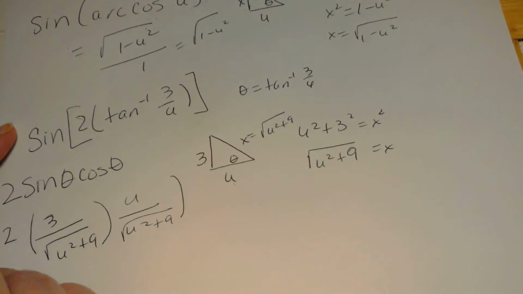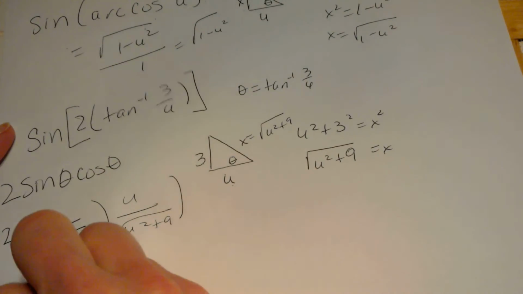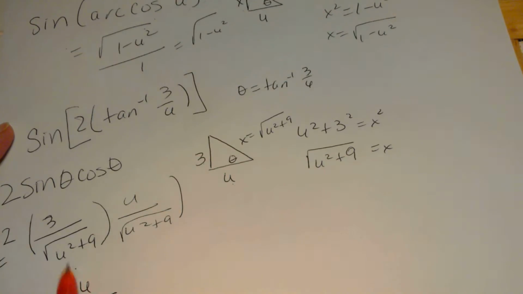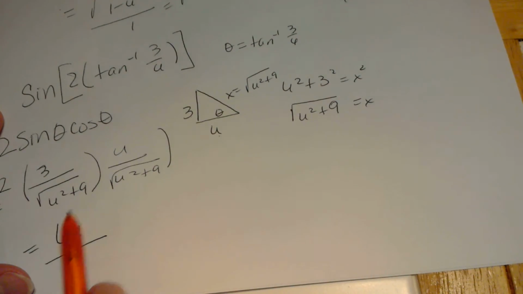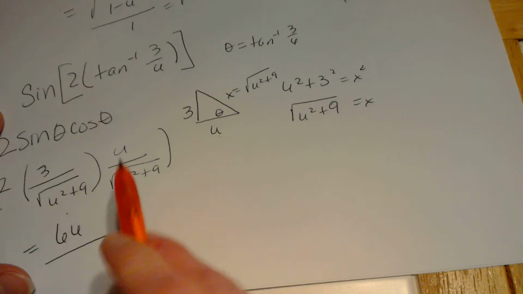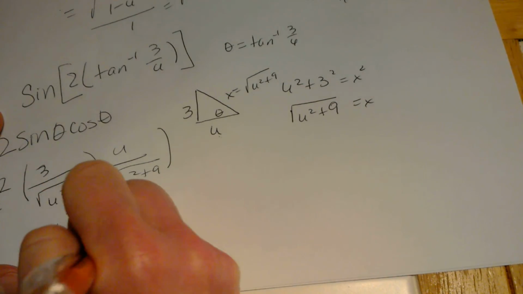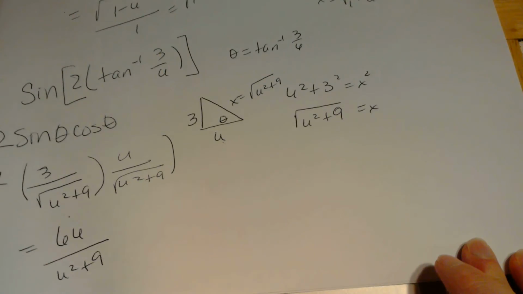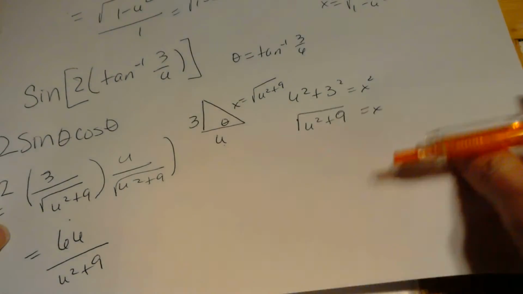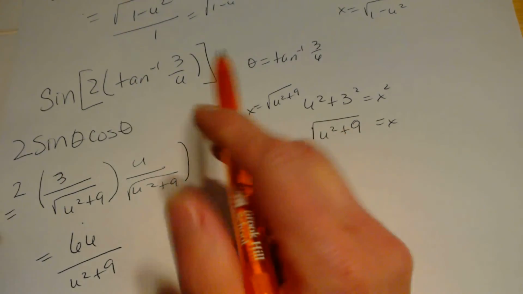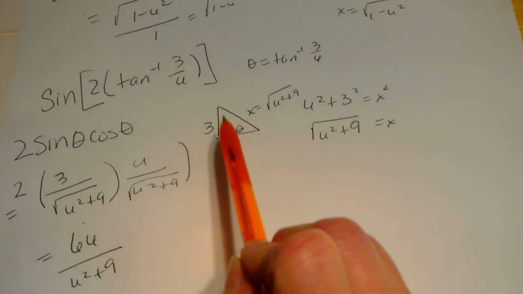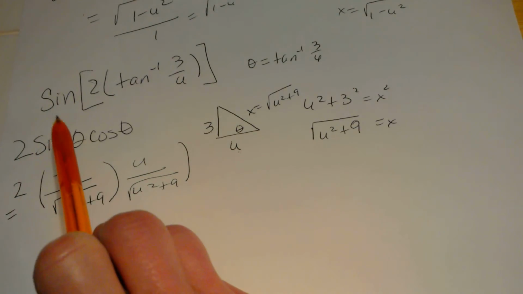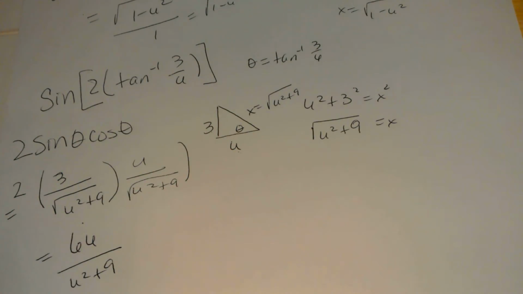So we've got 2 times 3 times u, which gives me 6u over the square root of u squared plus 9 times the square root of u squared plus 9, which gives me u squared plus 9. And so that is our formula. It's basically working backwards, completing those triangles, finding out your pieces, and then saying, what is the sine of that angle? And that would be it.